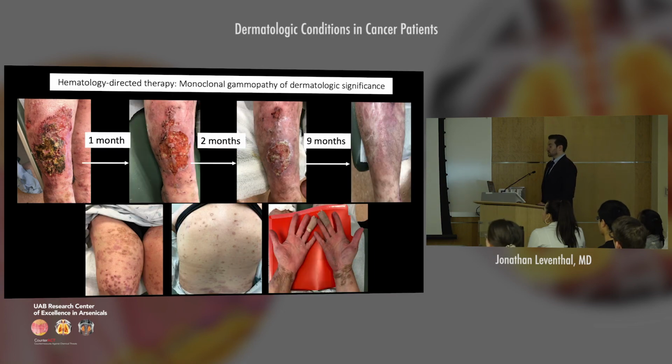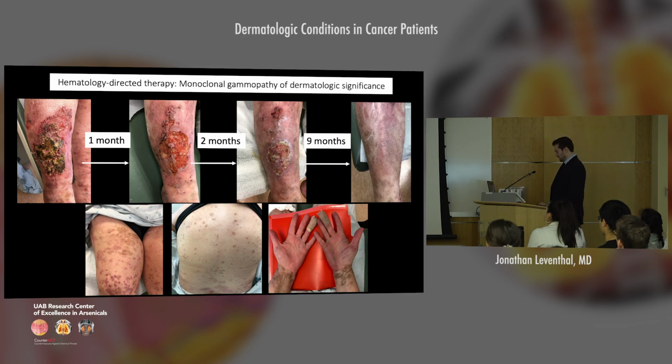I continued to follow her closely. She had remarkable improvement. Her largest ulcers all reepithelialized. Here's one example. And the rest of her lesions, pretty much she had scarring. A lot of these were deeper lesions, scarring and hyperpigmentation. But her life was dramatically improved. I mean, this was a woman who was doing just terribly.